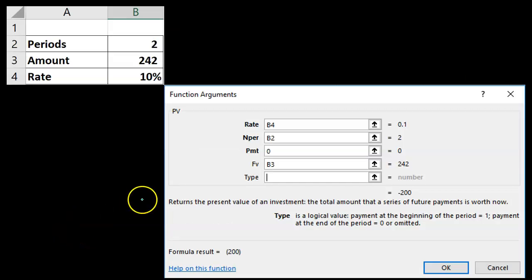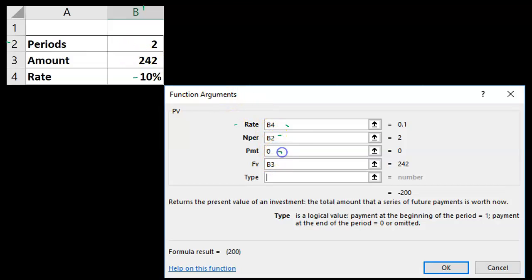If we select that, then we're going to have a formula dialog box, which will help us to process this formula. So the rate is the first item we need. It's going to be B4. It's in cell B4. So B4 is 10%. And then the number of periods is the next item we need. That's in cell B2, which is going to be the 2. So it's in cell B2.